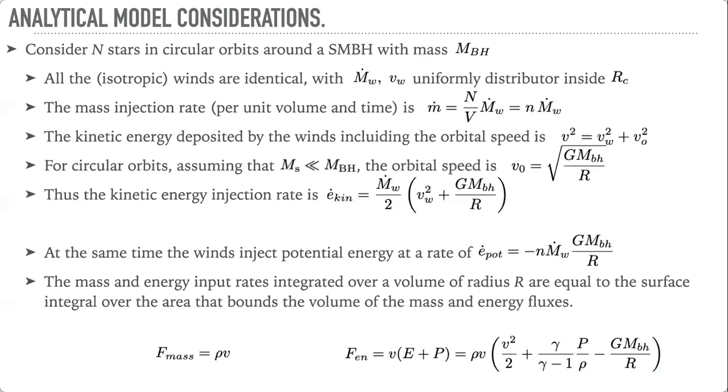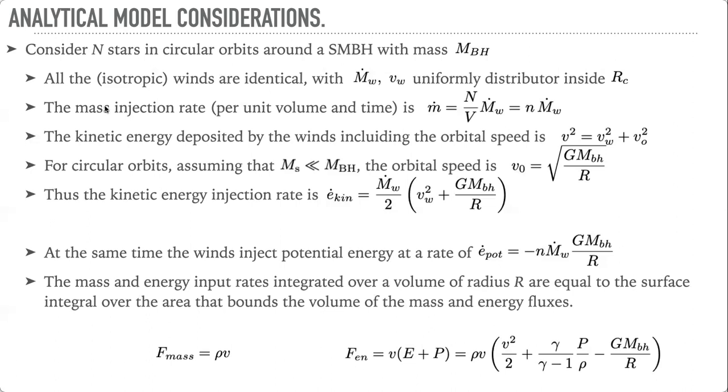So let's start with the analytical model. We consider n stars, all in circular orbits around a supermassive black hole with mass M_SMBH. All the stars are identical with isotropic winds, with a mass loss rate M_w dot and a terminal velocity v_wind, or v_w, all uniformly distributed inside a cluster radius r_c.